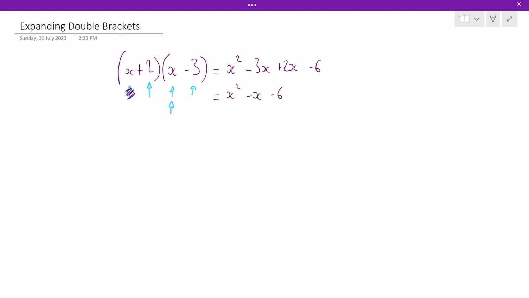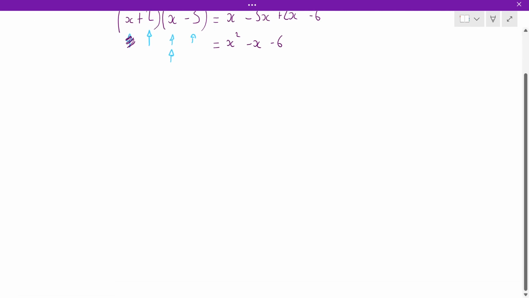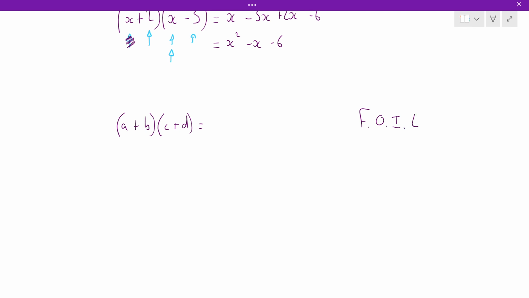The second method that we'll do, so I'll give a different example, but this works the same. Let's say a plus b outside of c plus d. Okay. And before we get started on this one, I'm just going to write this acronym over here of FOIL. Okay, what this actually means, F stands for first. So let's have a look. The first term in the first bracket multiplied by the first term in the second bracket. I'm going to draw a line here that looks like this.